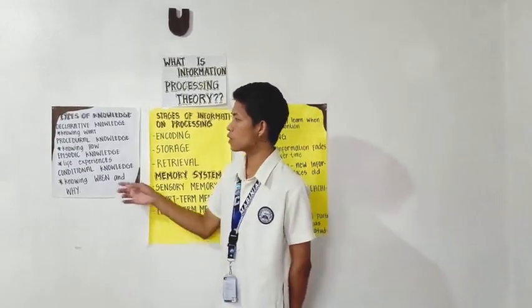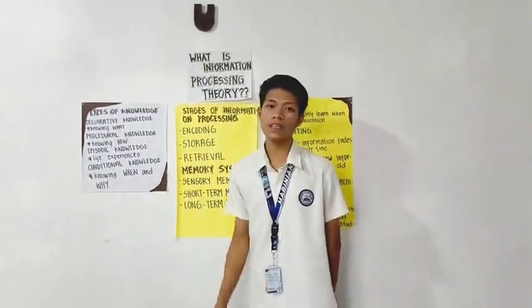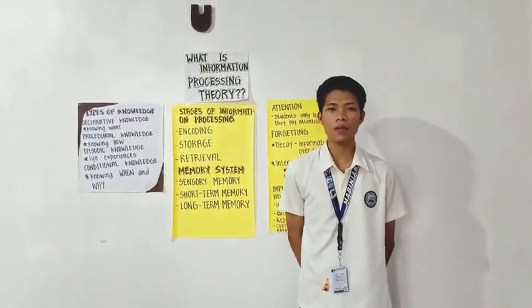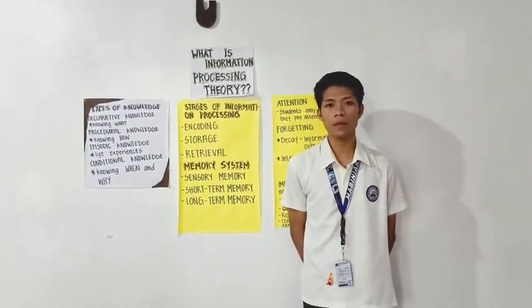The second is procedural knowledge, or knowing how. So this is knowing how to do something. For example, baking a cake, making a lesson plan, or solving a math problem.